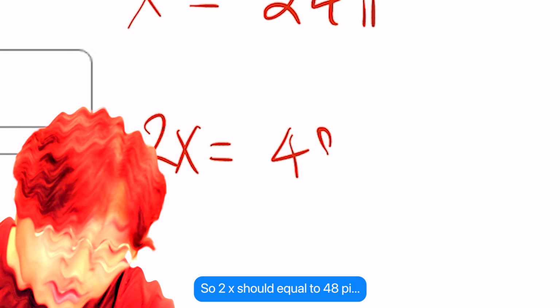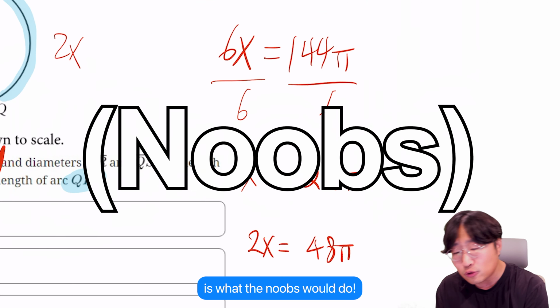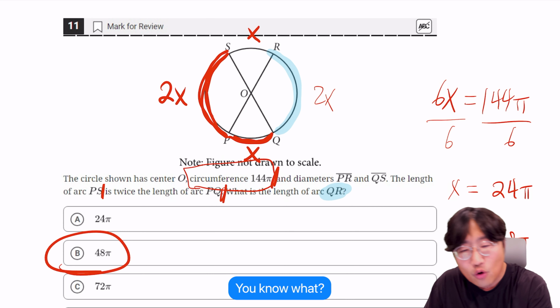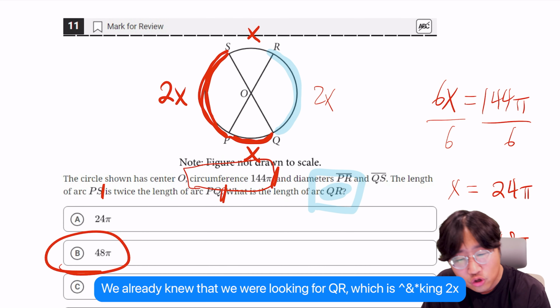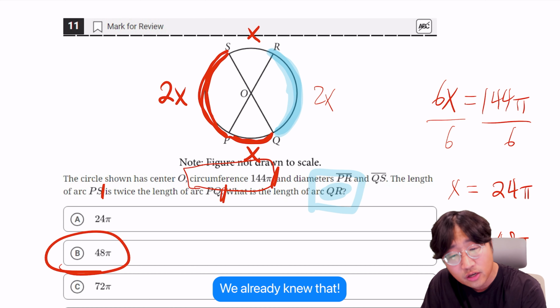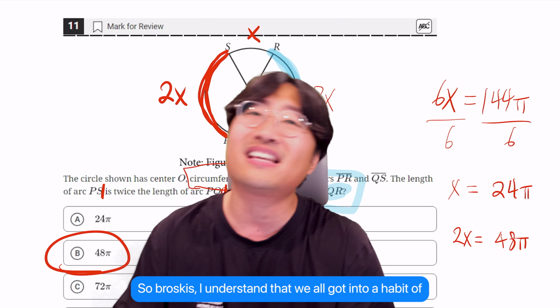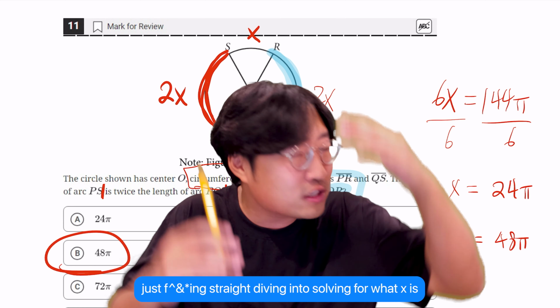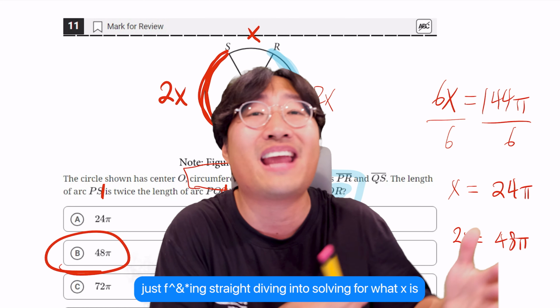So 2x should equal 48 pi, is what the noobs would do. You know what? We already knew that we were looking for QR, which is 2x. We already knew that. So, broskies, I understand that we all got into a habit of just diving straight into solving for what x is.